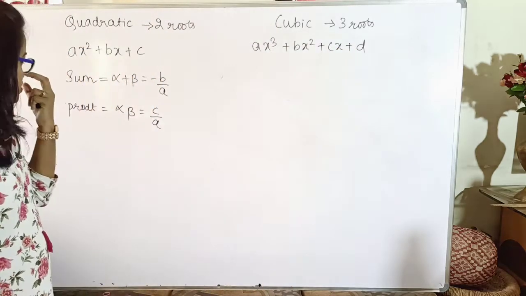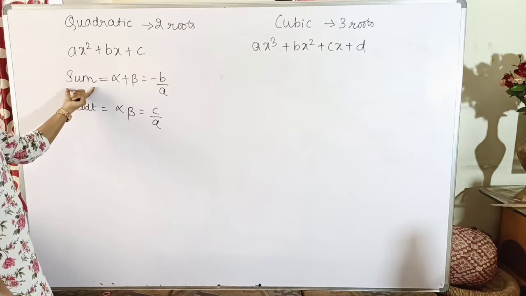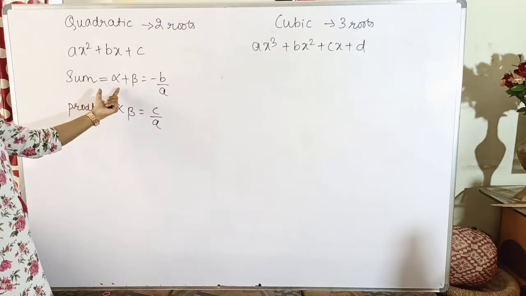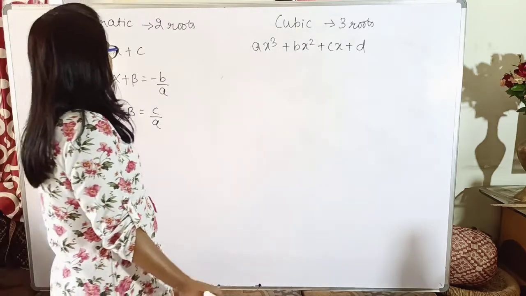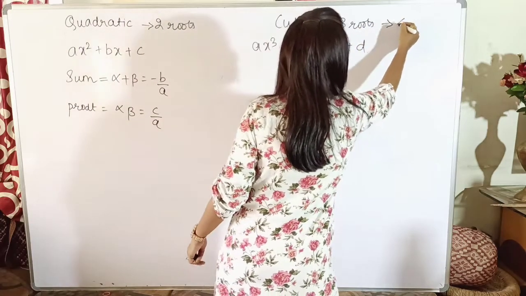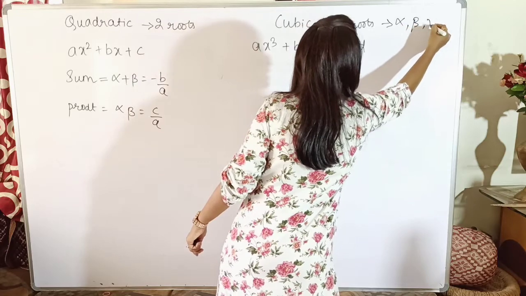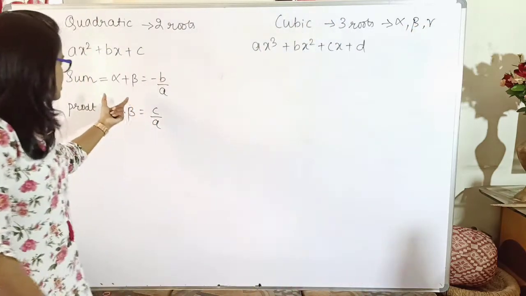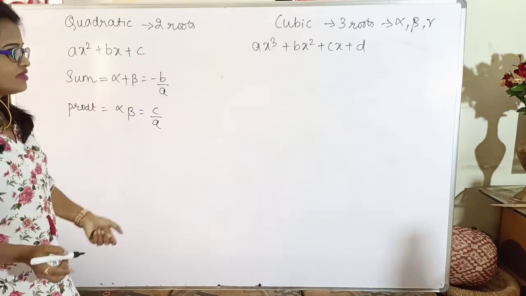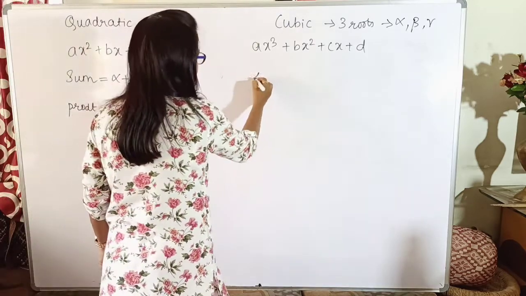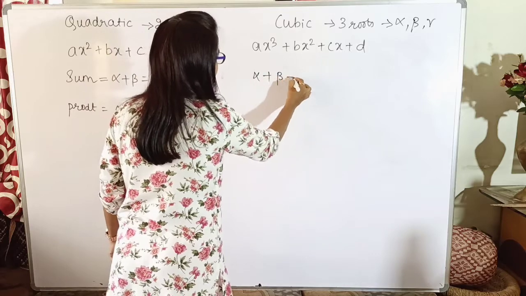Okay. So now here, whenever I am taking the sum, what I am doing, I am taking each root only once and I am adding them. In case of a cubic polynomial, let us consider the 3 roots are alpha, beta and gamma. So the first condition says take all roots one time and add them. How many roots? 3 roots. Take all roots one time and add them.